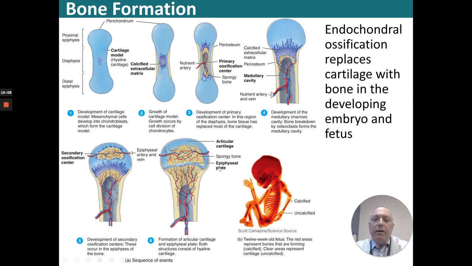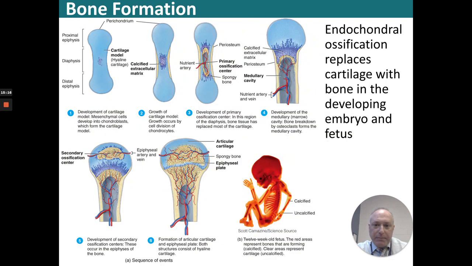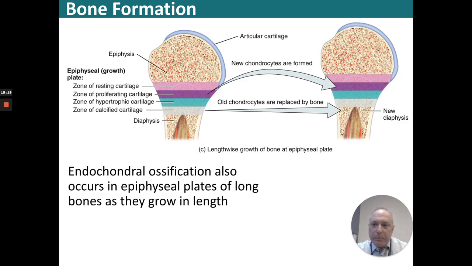So long bones are endochondral, flat bones would be intramembranous. Okay, let's get into growth. We're just using a long bone here, but at the epiphysis, you've got your articular cartilage, which is going to be in the joint. There are different zones, and this is how the long bone grows.